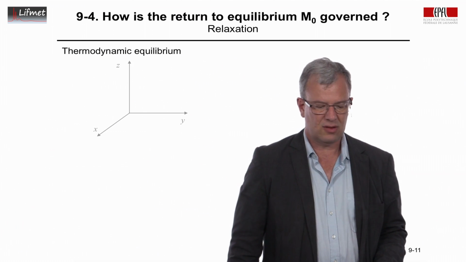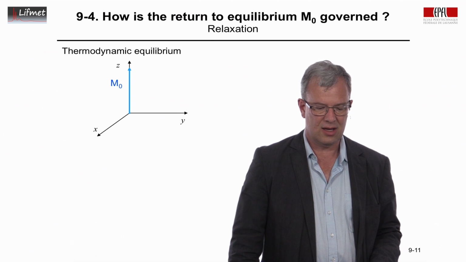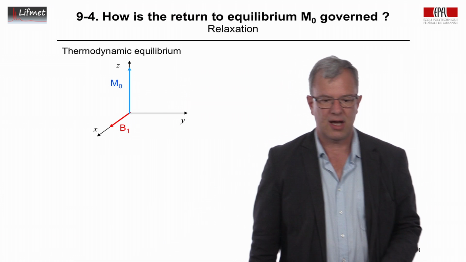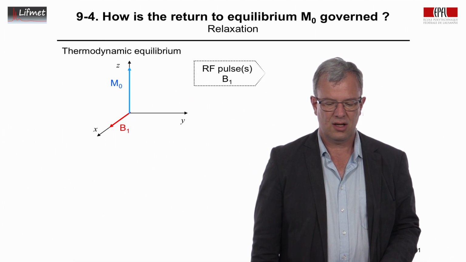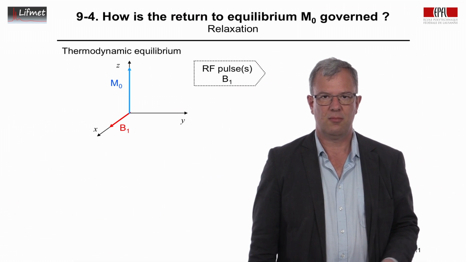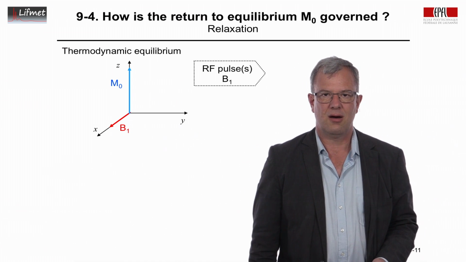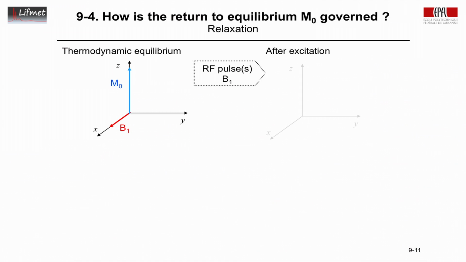So let's talk about thermodynamic equilibrium. We have an equilibrium magnetization along Z. We'll now apply a B1 field on this magnetization. This is done by an RF pulse or multiple RF pulses mediated by the RF field B1. So now we look at the situation. What happens after excitation?